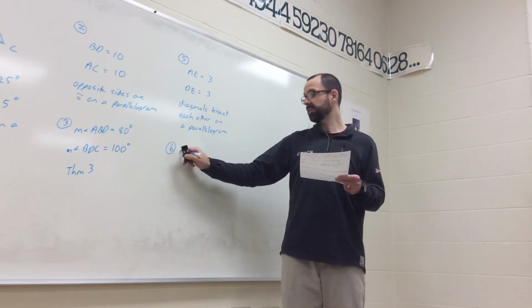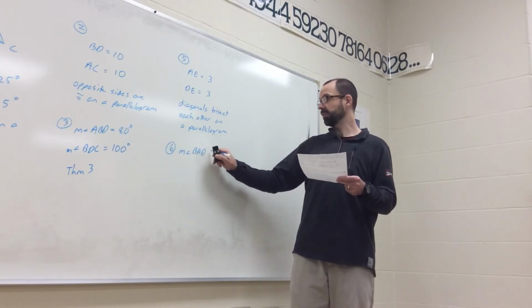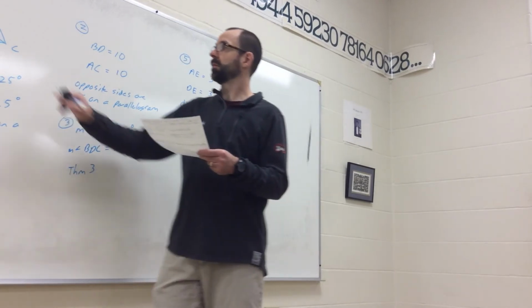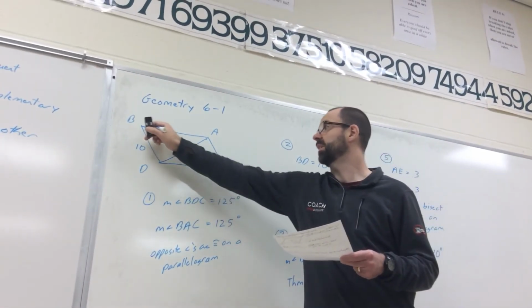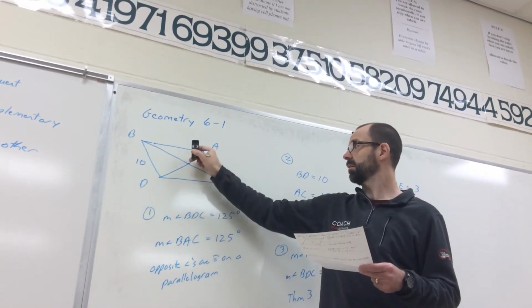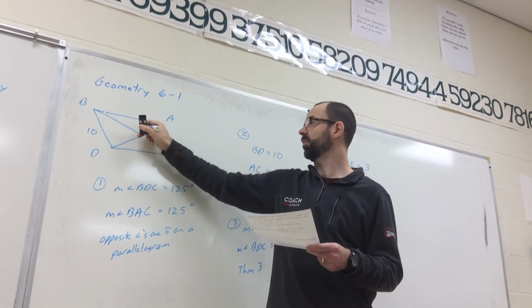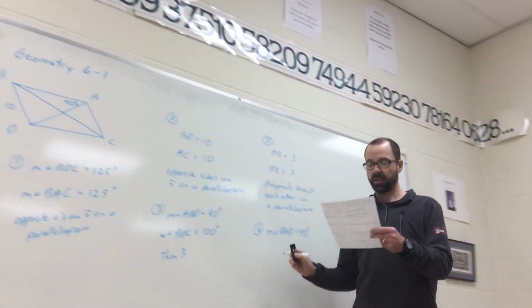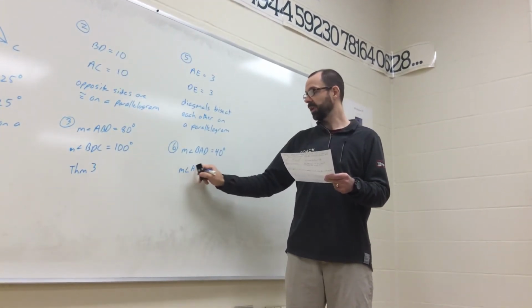Then for number 6, it says the measure of angle BAD is 40. So BAD is that angle there, and they're saying it's 40. And then they want to know the measure of angle ADC.